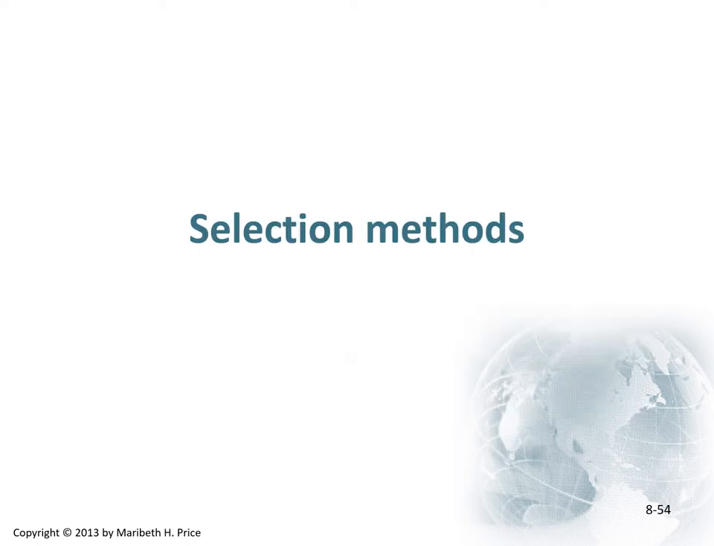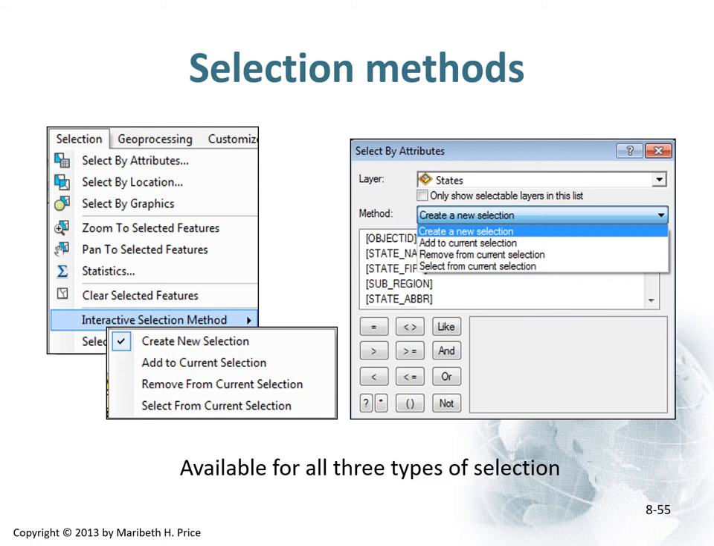Let's talk about selection. When you look at selection, you have a couple options. You can select things interactively, which means you go on the map and you click stuff, or you go into the attribute table and you click stuff. Or you can select by locations, by attributes, by graphics, and other things. When you select by attributes, there are different methods. So you can create a new selection, you can add to a current selection, you can remove from a current selection, or you can select from a current selection.